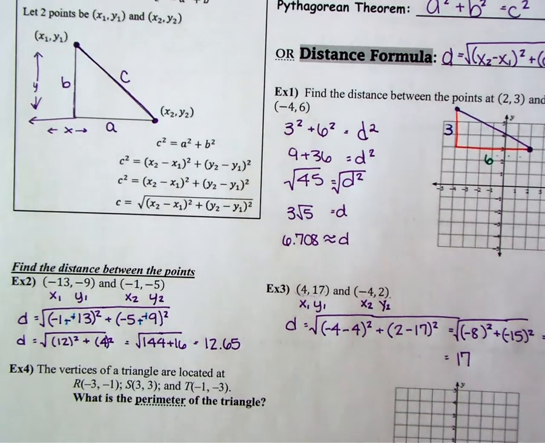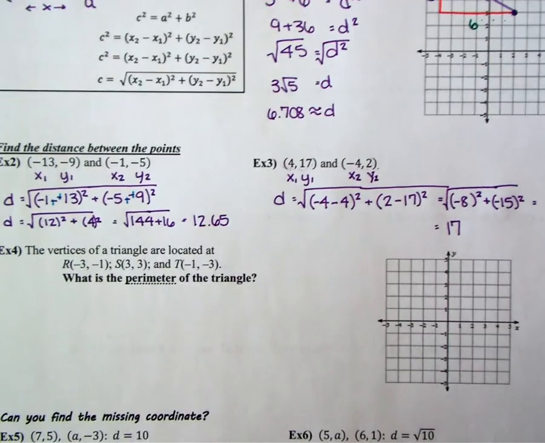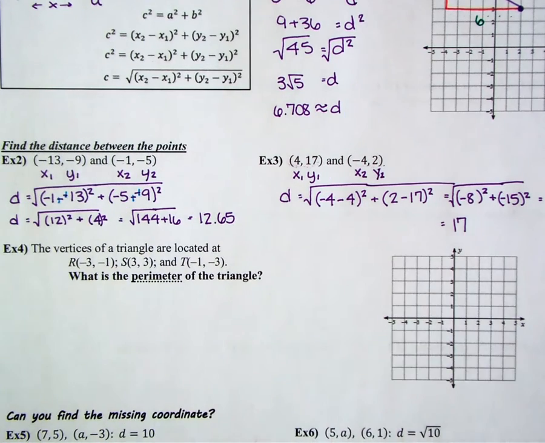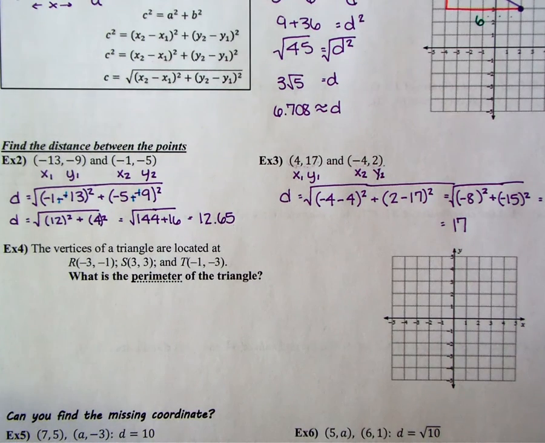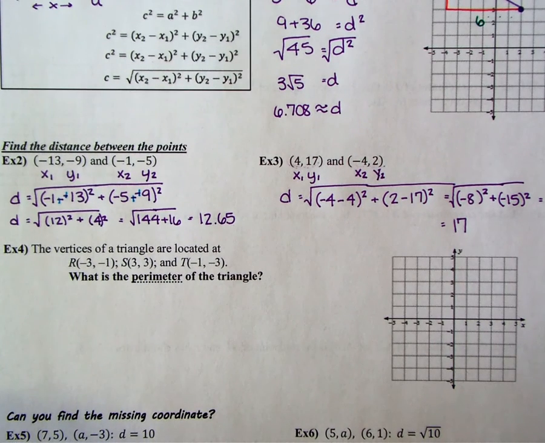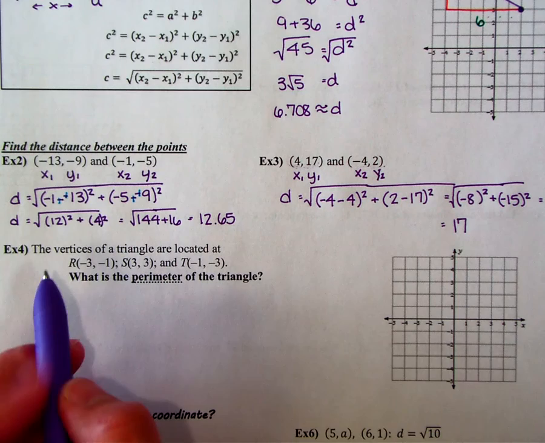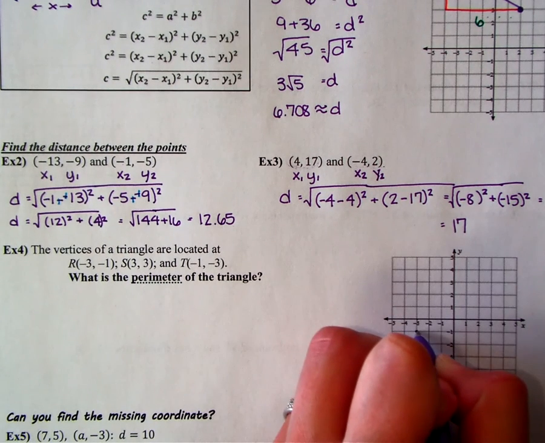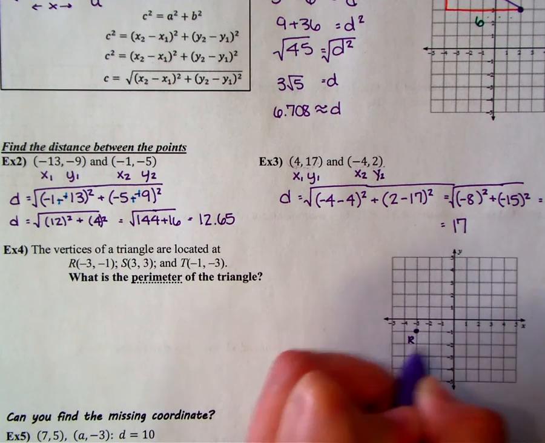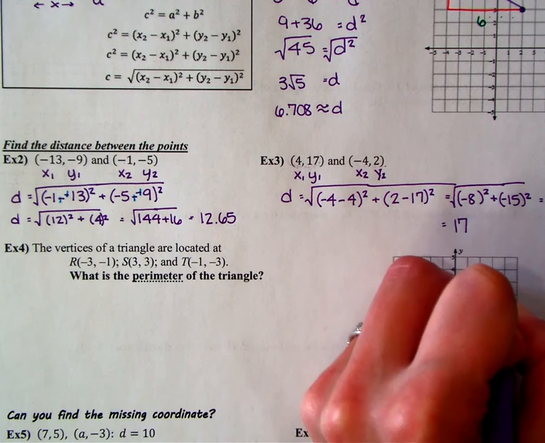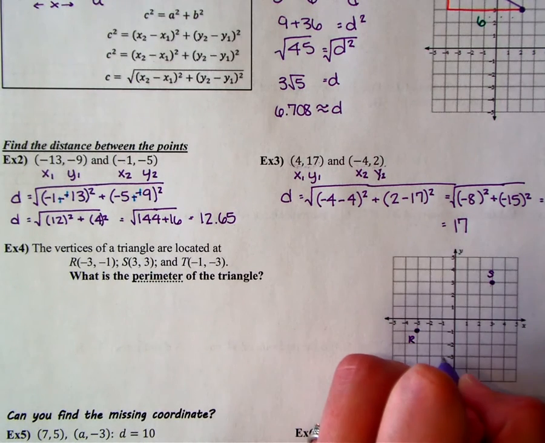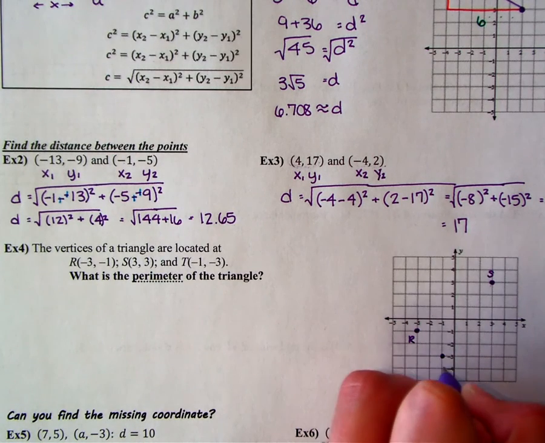Sometimes it'll be a whole number, sometimes it'll be a decimal. So let's go back to this idea of Pythagorean theorem. See if we can do it. So example 4, we've got a triangle at negative 3, negative 1 is 1 point. 3, 3 is another point. And negative 1, negative 3 is a third point.